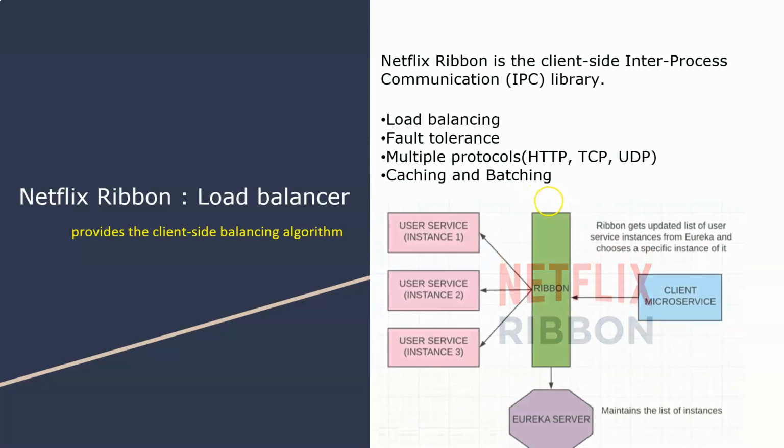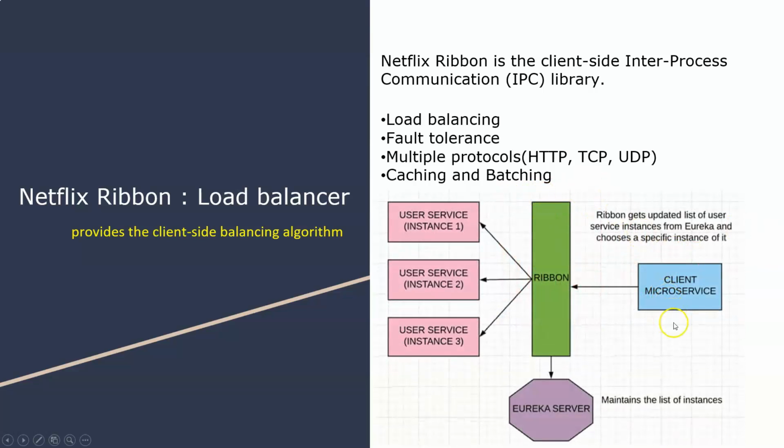Now let's have a look at this particular diagram. Here you have your client sending a request to invoke a user service instance 1 or 2 or maybe 3. So we have got your Netflix Ribbon in between, and it communicates with the Eureka server. Your Netflix Ribbon gets the details about the microservices from the Eureka server and maintains a local copy, and then from there it decides, okay, there is a request from a client and the client wants to invoke a user service.